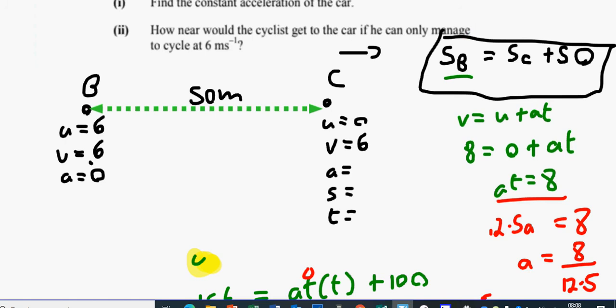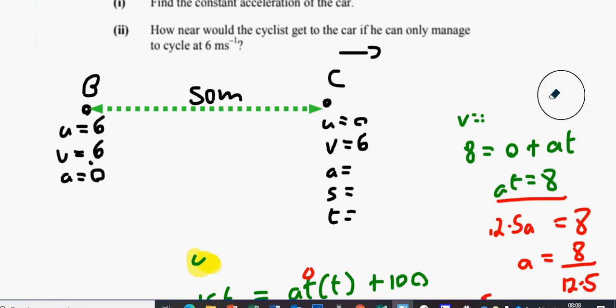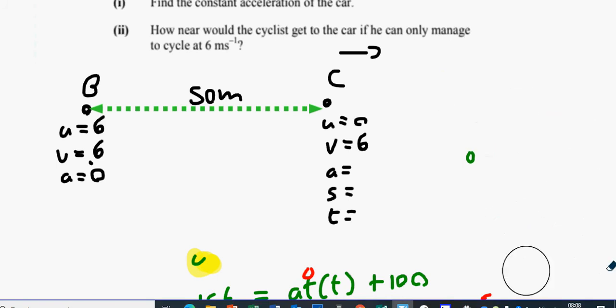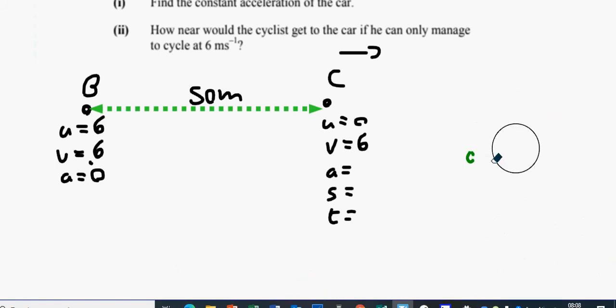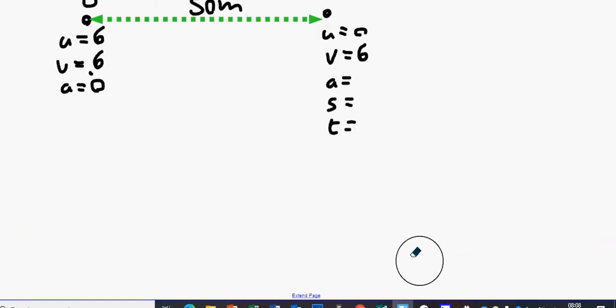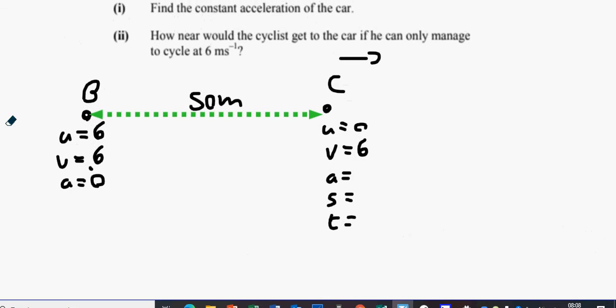Can I use SB equals SC plus 50? Is that a viable option in this question? Why not? Yeah, it doesn't catch it. So that's no longer good enough to get me the answer, okay? So I'm reevaluating what I'm doing. Okay, there's still a 50-meter head start. That's not okay.